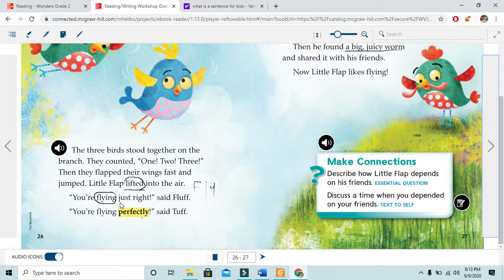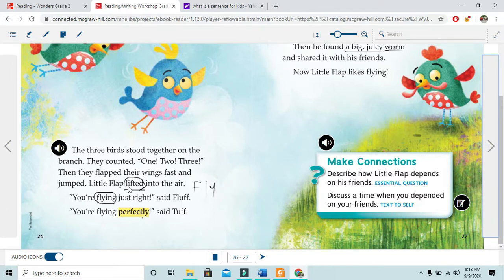"You're flying just right," said Fluff. "You're flying perfectly," said Tuff. They are encouraging him. They are giving him support here to fly in a good way. This is the meaning of perfectly.